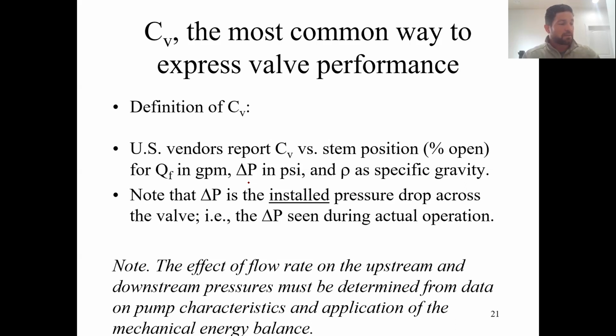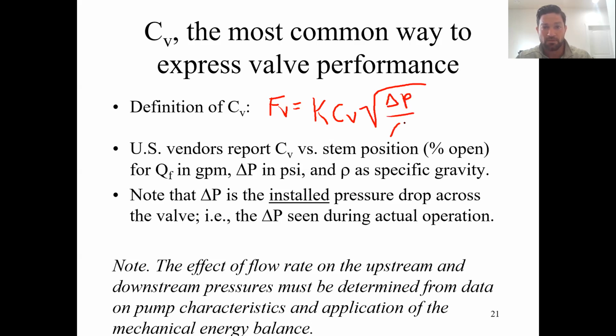Okay, so the main equation we need for sizing control valves, or for looking at the performance of control valves, is the definition of CV. And this is something that you have seen before. So I'm going to write this, and I'm going to use these variables throughout. So the equation is the flow, FV, so this is going to be volumetric flow, equals K, which is going to be a proportionality constant, times CV, valve coefficient, times the square root of delta P over rho.